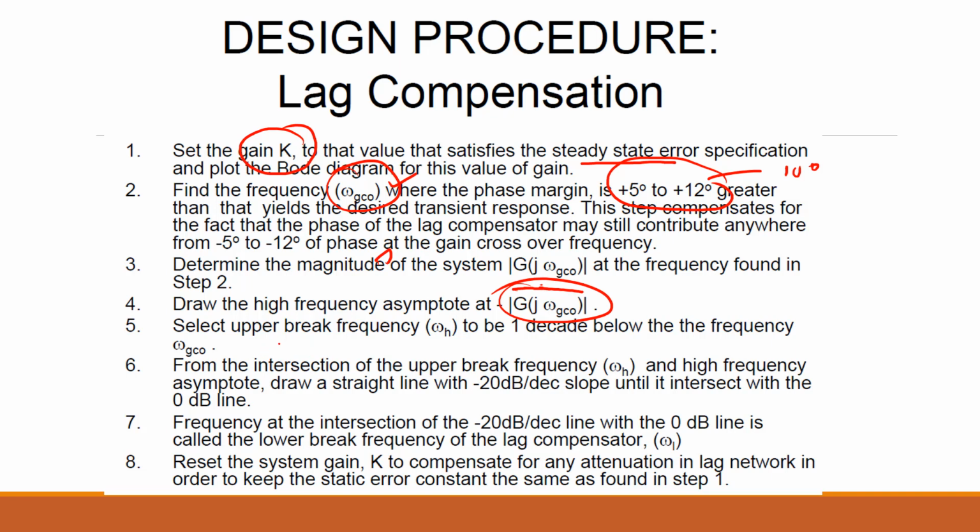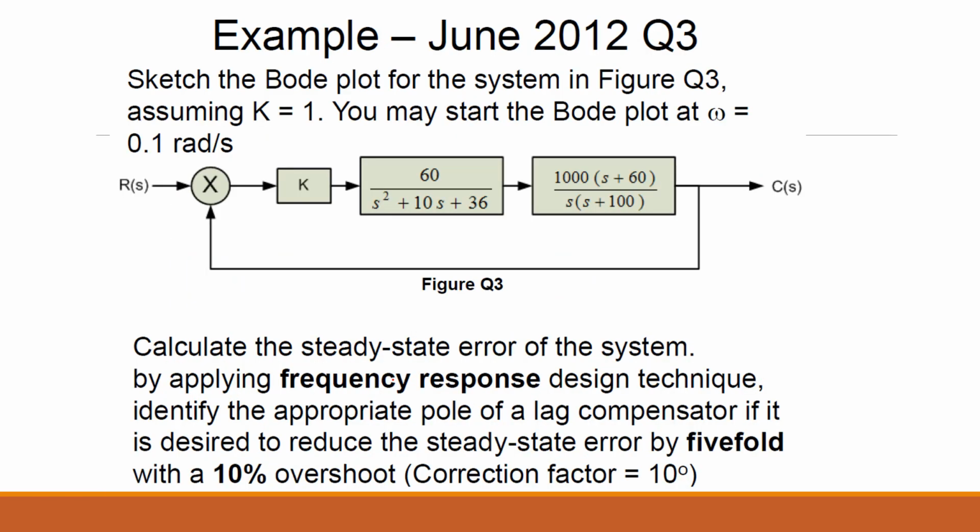Okay, and then we select the upper break frequency, to be 1 decade below. Then we need to draw a straight line of minus 20 dB slope until it intersects the 0 dB line. Okay, and then find the lower break frequency. So let's see the example.